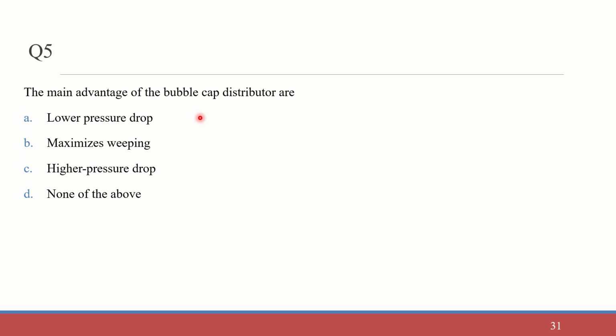If you look at option B, maximizes sweeping, it is not true. If that is the case, it is a disadvantage. And option C, higher pressure drop, again is a disadvantage. So the answer is actually option A, lower pressure drop.